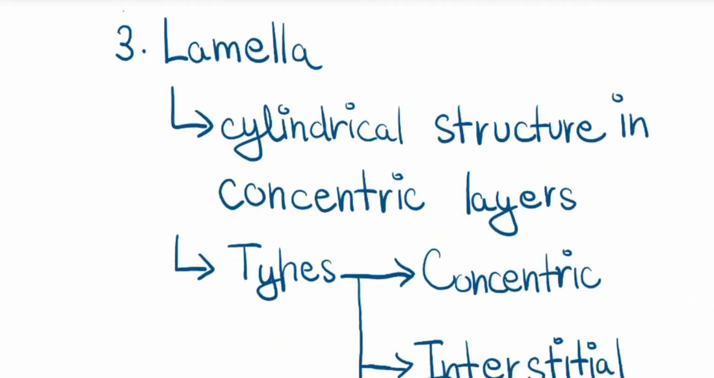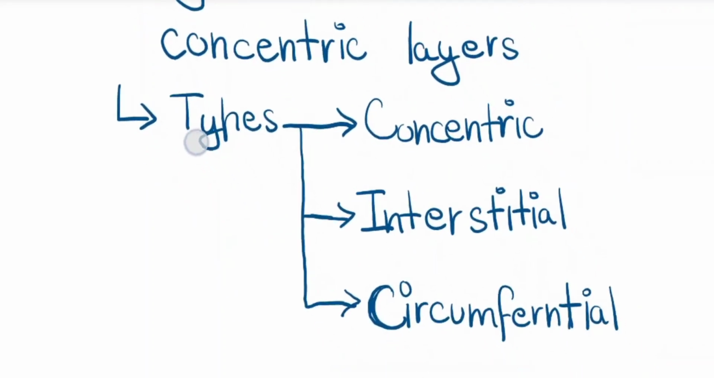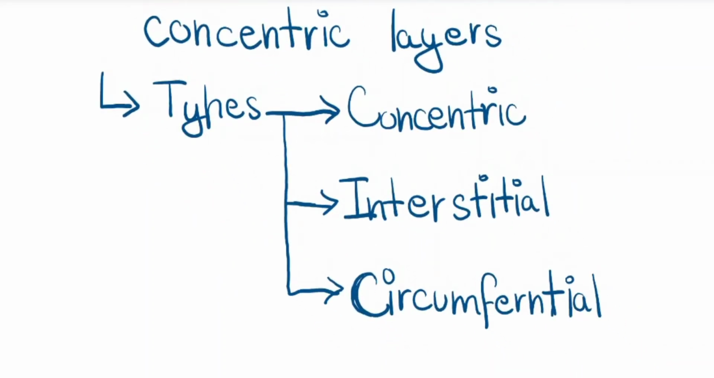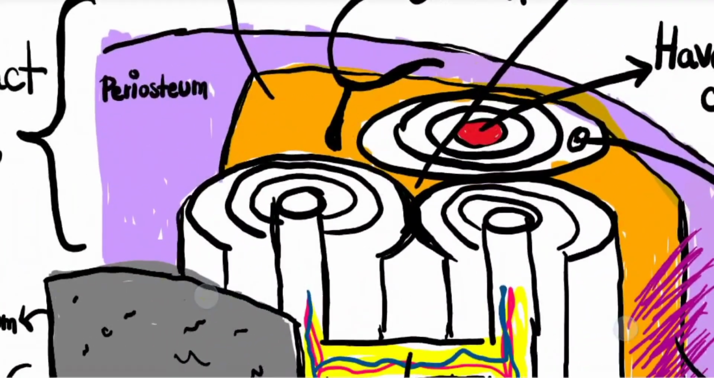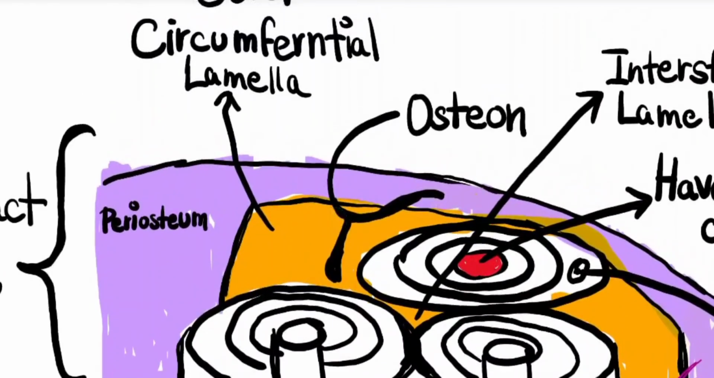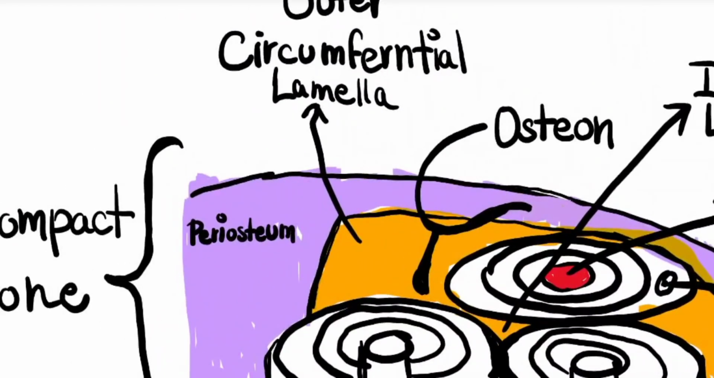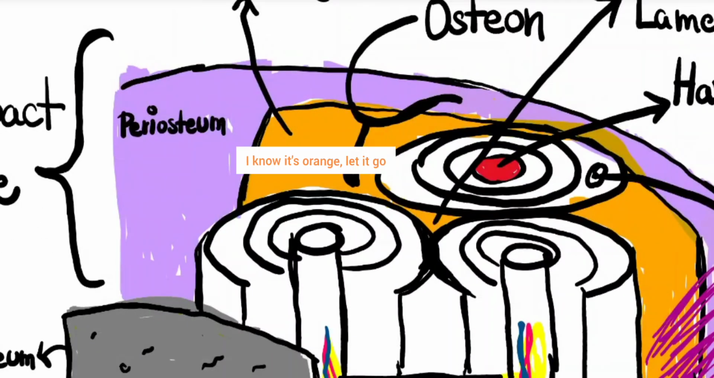That is the cylindrical structure in concentric layers. There are three types of lamella: concentric, interstitial and circumferential. So in between here in the three osteons we have interstitial lamella. The outer circumferential lamella is the yellow part outside.